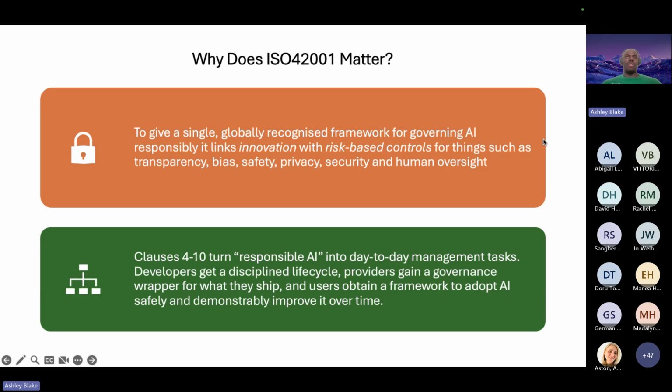And once you do follow the standard, you can get organizations to come out and audit your AI systems and your AI framework to make sure that you've got a good management system in place and you can use it safely.